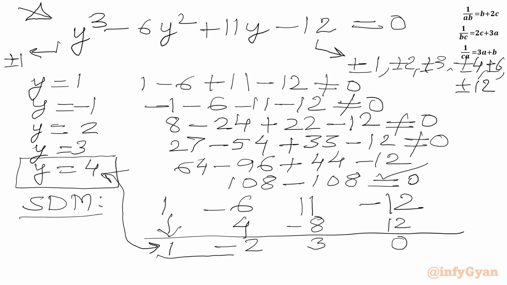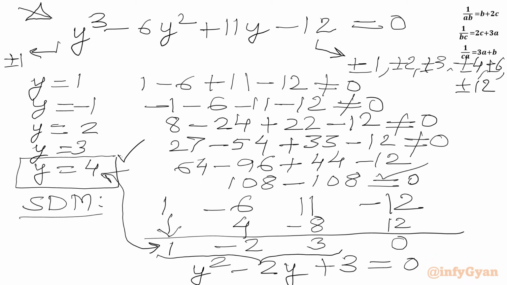So these are coefficients for the quadratic equation. The equation will become y square minus 2y plus 3 equal to 0. One root is clear, which is y equal to 4. Now we are going to find two real roots from this equation.